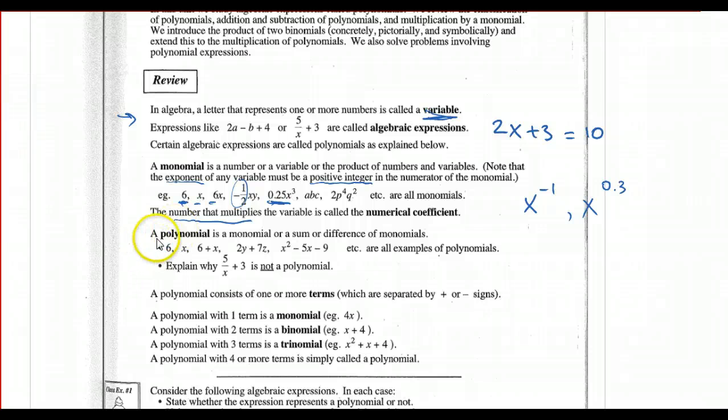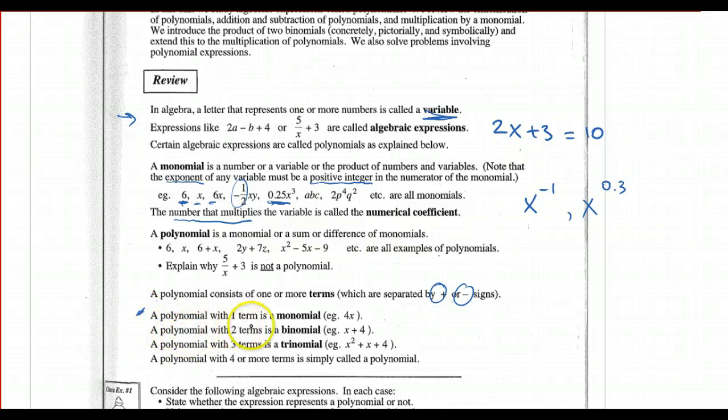Okay, so therefore a polynomial is a monomial or a sum or difference of monomials. So if you have more than one monomial, you get what's called a polynomial. So in this case, all of these are called polynomials, but some of them have more than one term. And again, the important thing here with the terms is that they're separated by plus and minus signs. That's really important. Okay, so let's look at some of the examples down here.